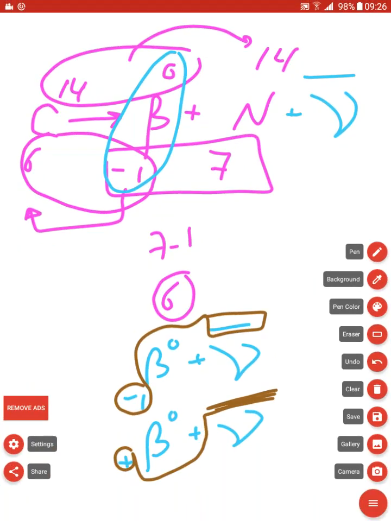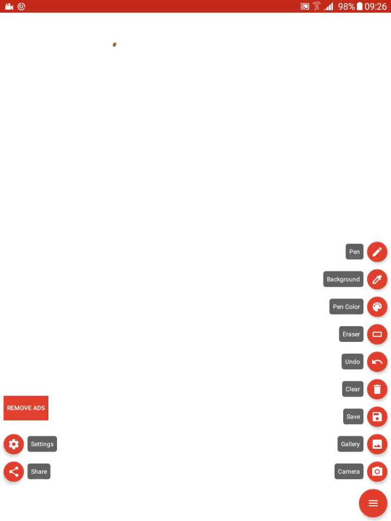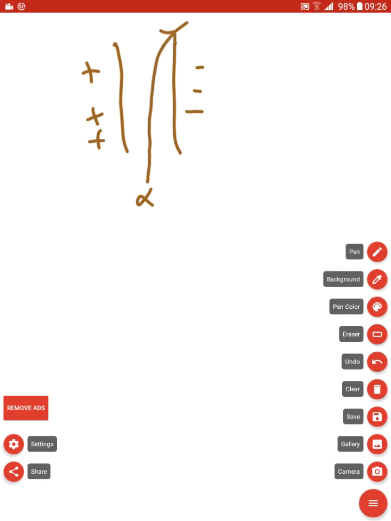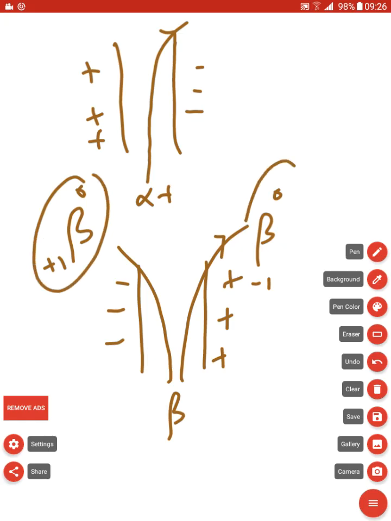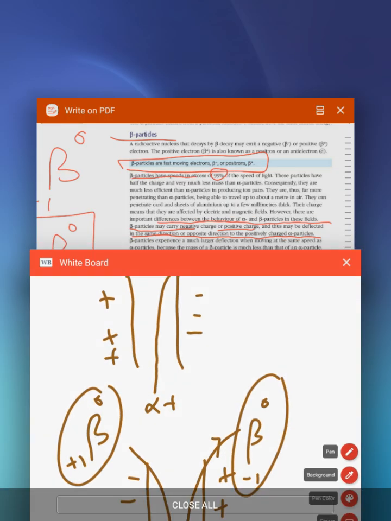So, if we have an electric field, positive, negative, and an alpha particle passes from here, the alpha particle will deflect to the negative side because it is positively charged. Beta particles may deflect towards positive or negative depending on the charge of beta. If it is beta negative, which is an electron, it will deflect towards the positive side, but if it is beta positive, which is a positron, it will deflect towards the negative side of the electric field.